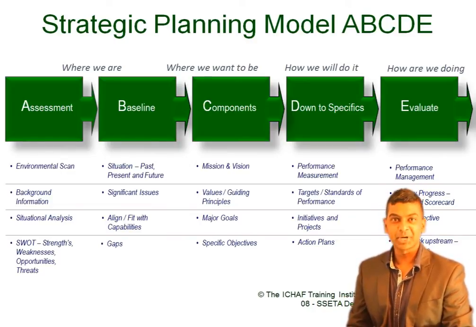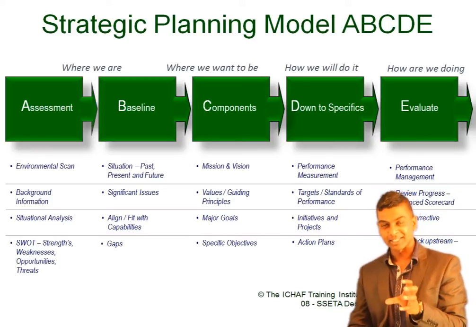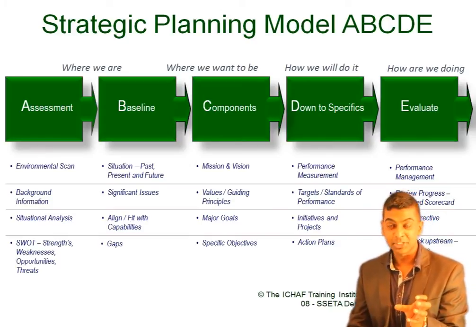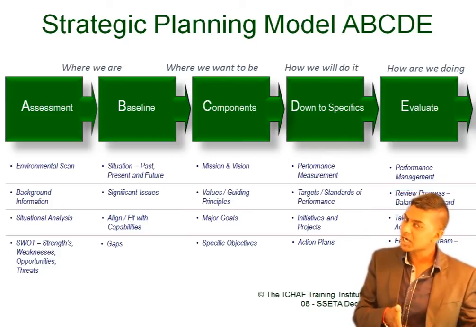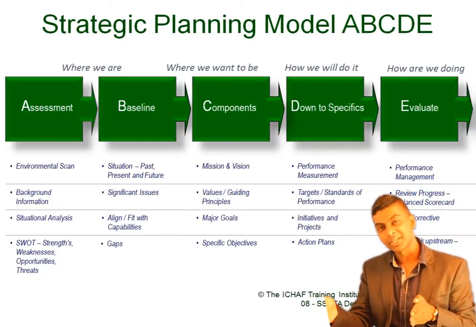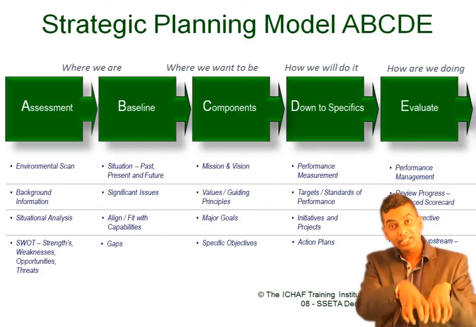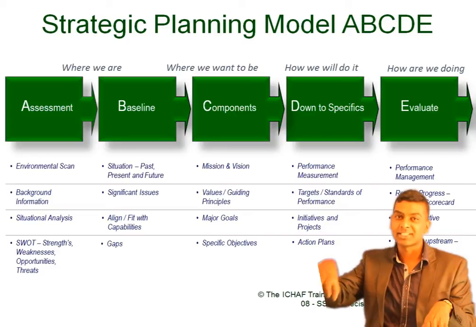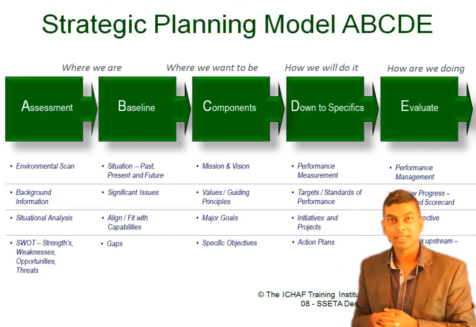The second key component when looking at our strategic planning model is the baseline segment. Within the baseline segment, one has to take an in-depth look at the situation, past, present, and future, so as to elicit exactly what has happened, what needs to happen in the now, and what needs to happen in the future so that we can make this business a success.